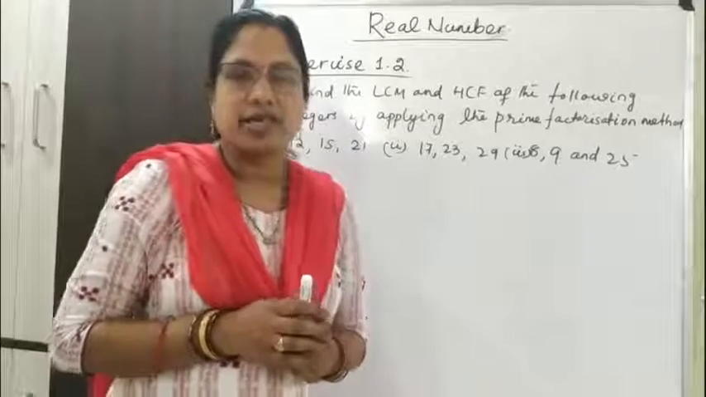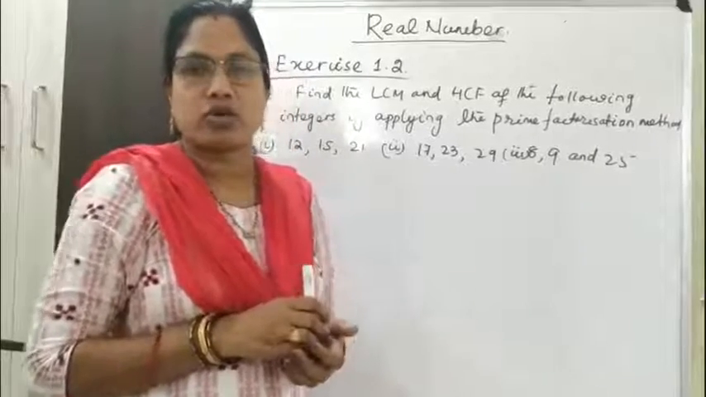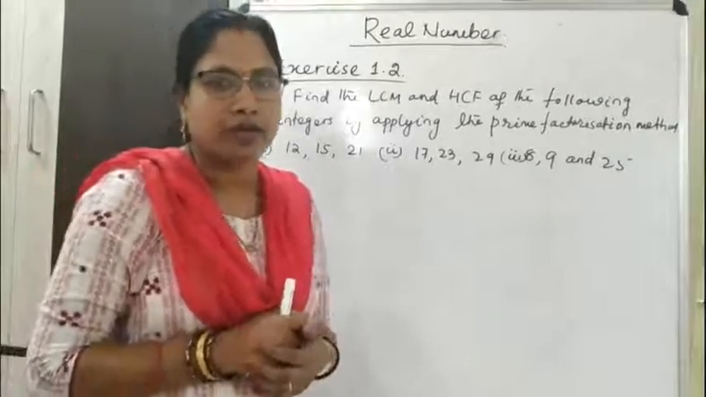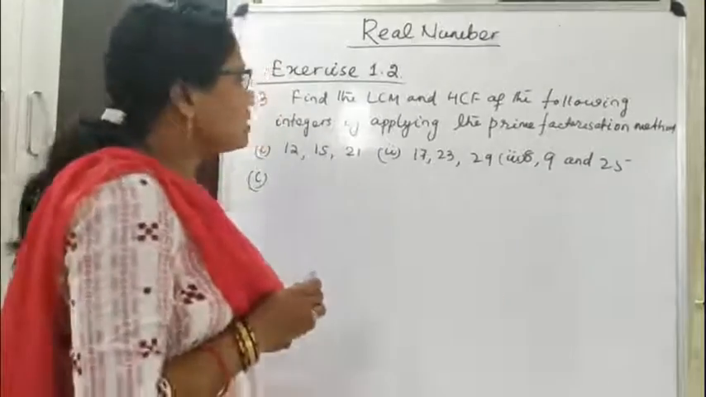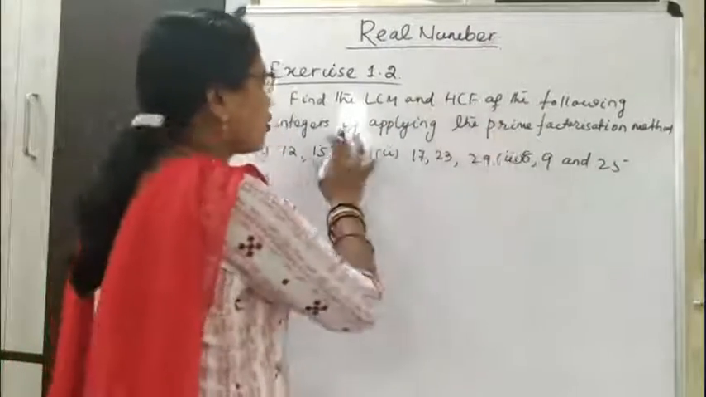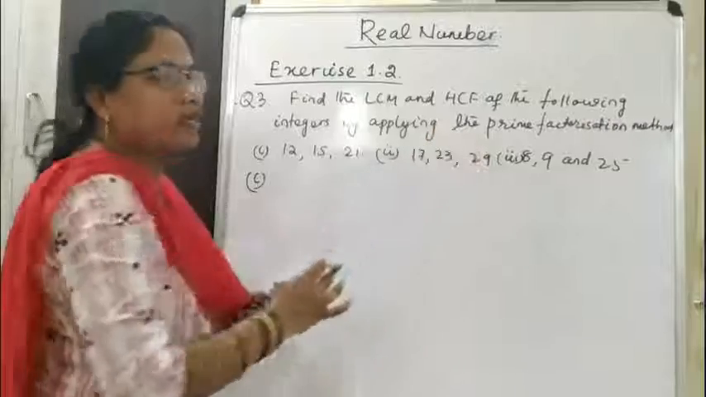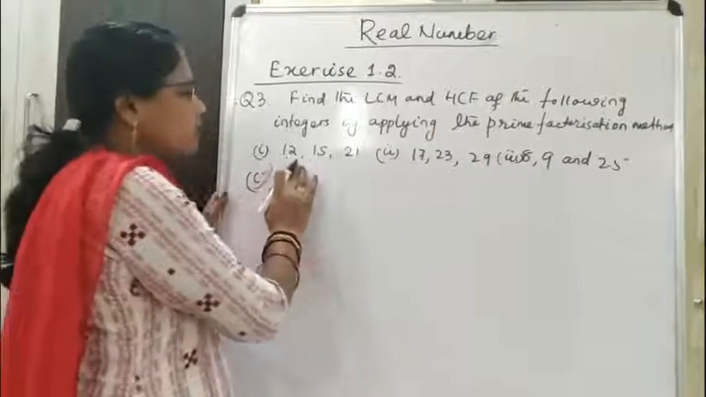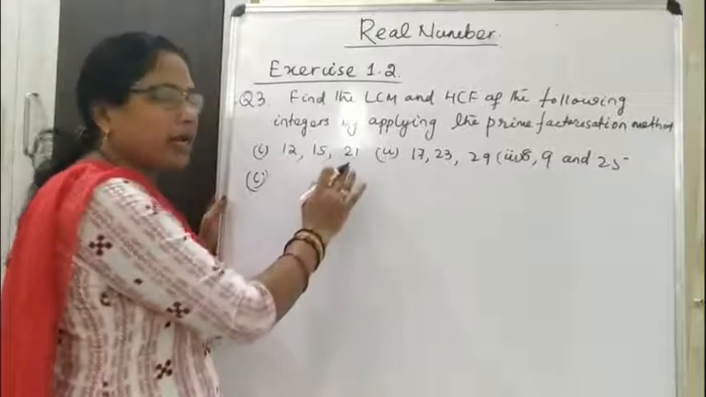Dear students, in this section let us discuss question number 3 of exercise 1.2 of the chapter Real Numbers. The question is: find the LCM and HCF of the following integers by applying the prime factorization method. For the first part, the numbers are 12, 15 and 21.